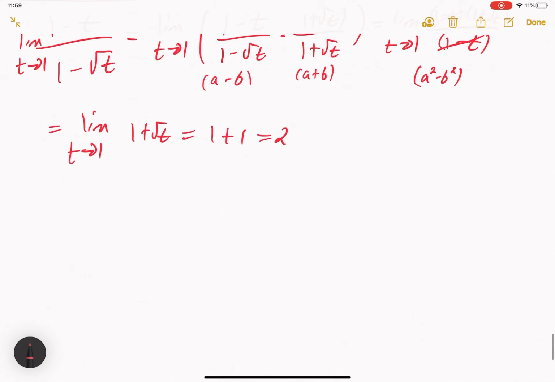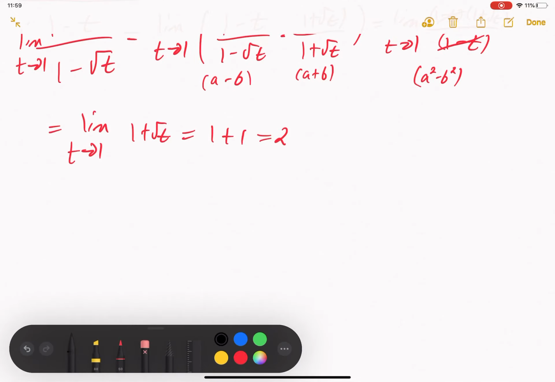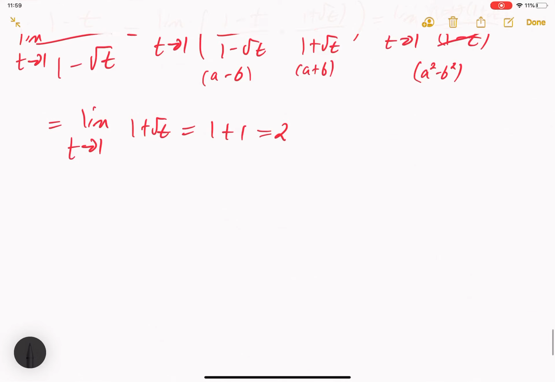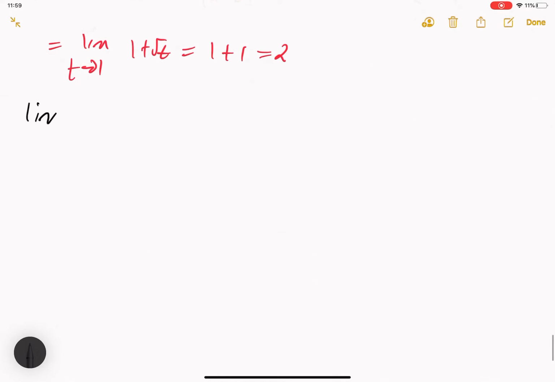And then there's another problem that I just want to show you guys how to do. One of the things you could do with limits is that limits are actually numbers. So we could treat them like numbers. So we can multiply and divide by limits. We can add them if we wanted to.